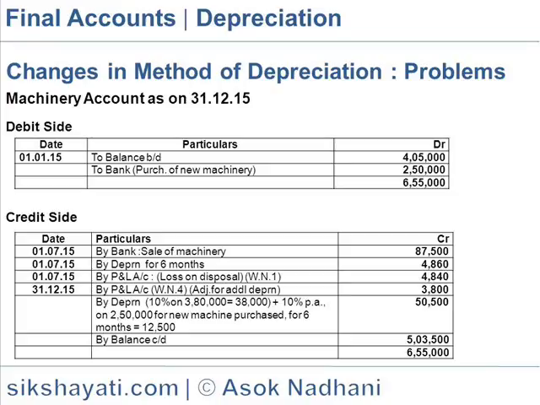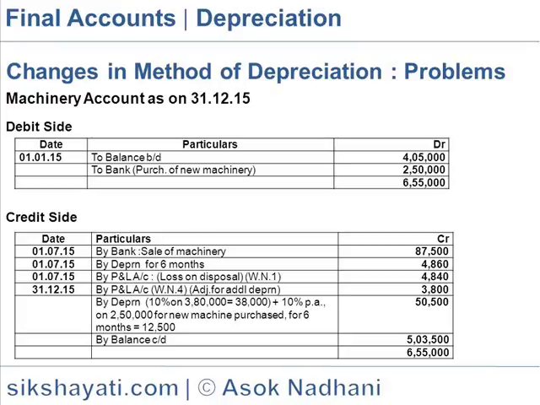Machinery account as on 31st December. We show the ledger in two parts, debit side and credit side. So on the debit side, on 1st January 15, the balance is 4,05,000, and then the new machinery purchased would be 2,50,000. So the machinery account is 6,55,000 on the debit side.